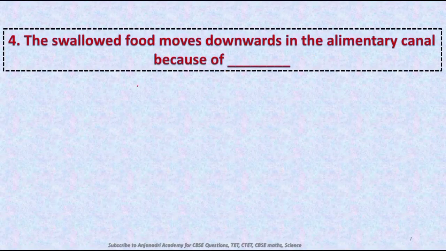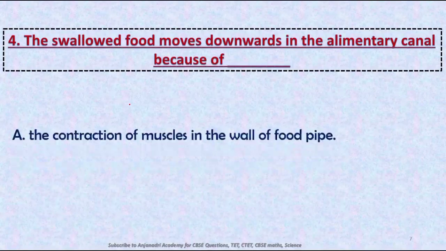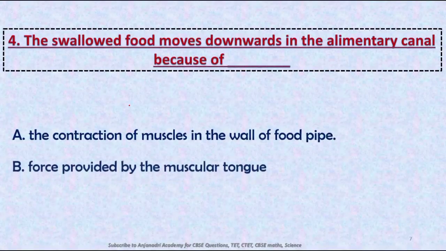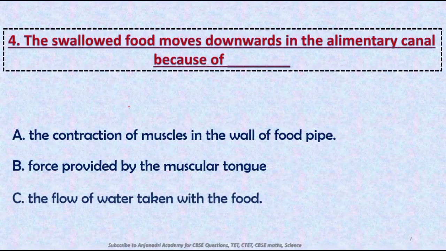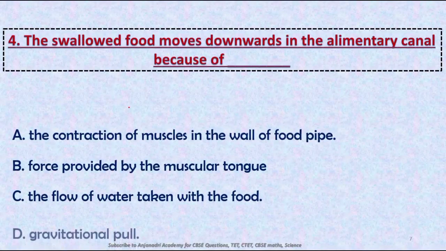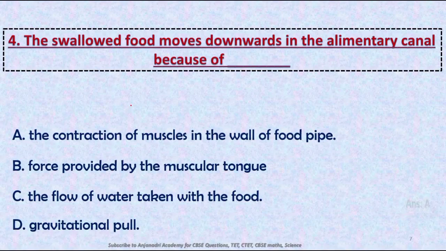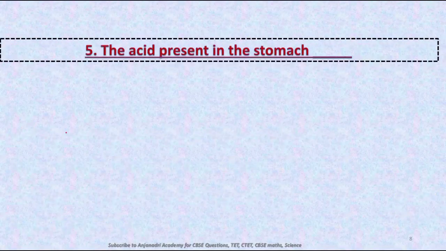The swallowed food moves downwards in the alimentary canal because of: option A, the contraction of muscles in the wall of the food pipe; option B, force provided by the muscular tongue; option C, the flow of water taken with the food; option D, gravitational pull. The correct answer is option A, the contraction of muscles in the wall of the food pipe. Here is the next question.